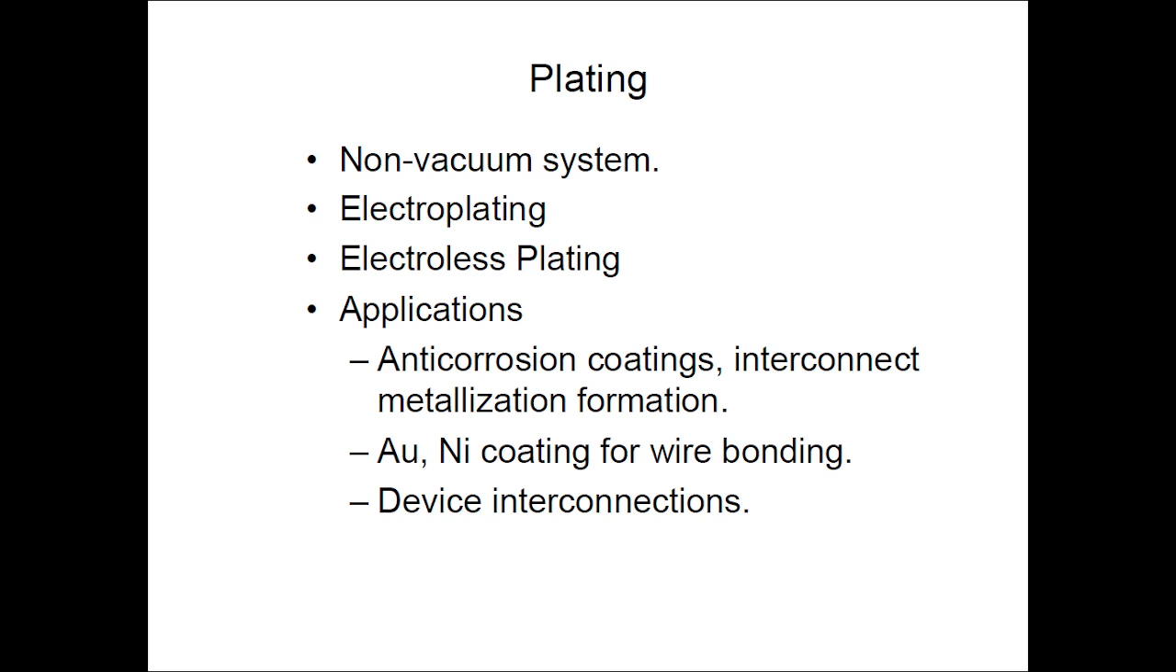So it is a non-vacuum system. We were talking about all the other techniques being vacuum systems. Now we have a non-vacuum system, which has electroplating and electroless plating, and the application is that it can be utilized for anti-corrosion coatings and metallization formation, and gold nickel coating for wire bonding and device interconnections. When you need such a deposition, we'll do this one. And also, in the case of gold deposits, we'll be using this as a technique.